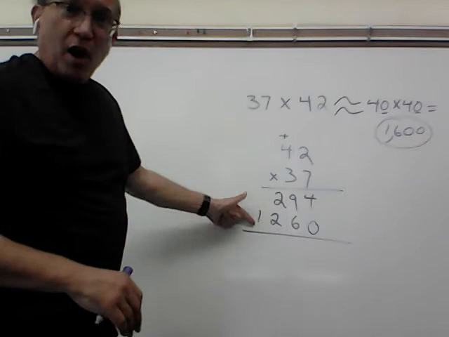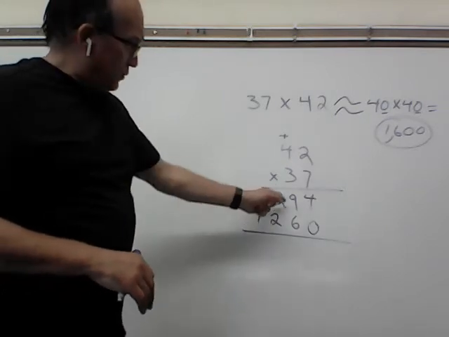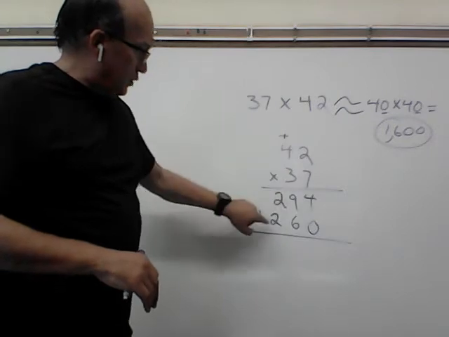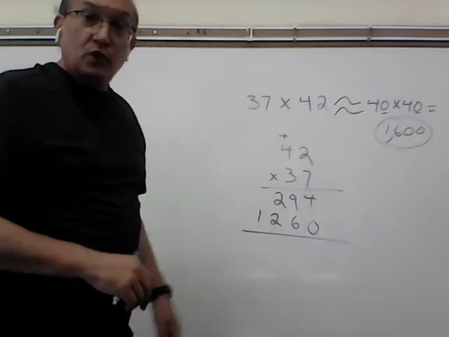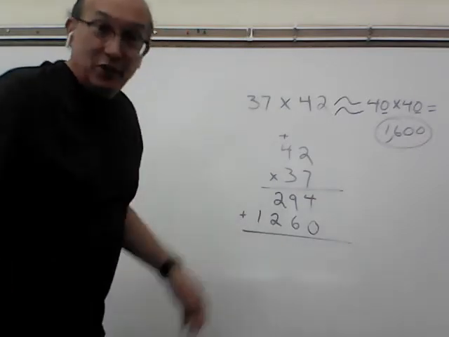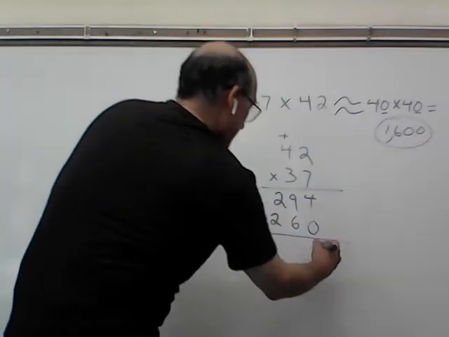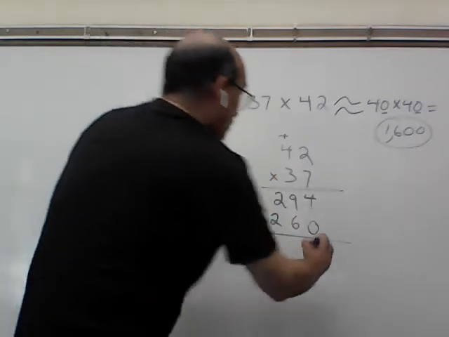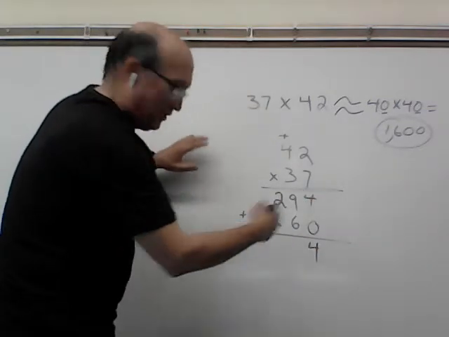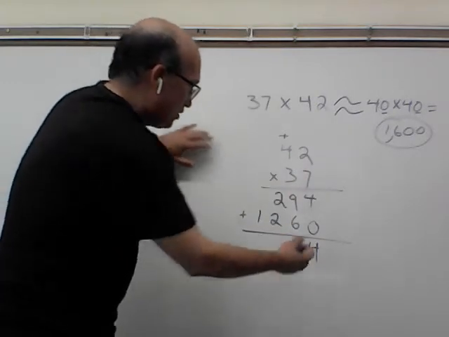These are actually called partial products. This 294 was 7 times 42. This 1260 is 30 times 42, and now we add them together. I usually leave out that plus sign when I'm doing it, but this is really what we do. Add the partial products to get the complete product. Now here's the addition algorithm, which I'm not going to get into. I assume you're good with that.